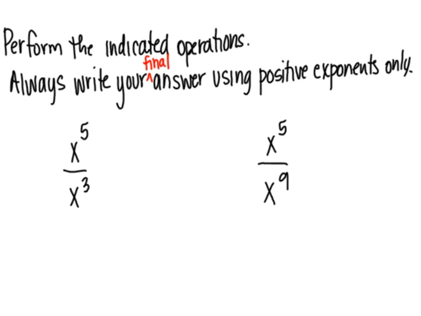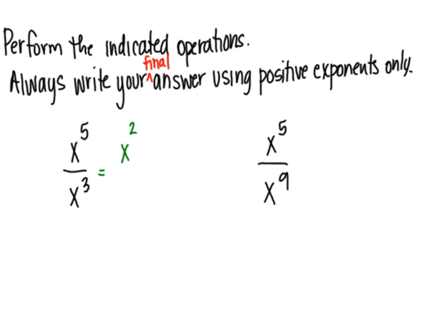Your directions for this entire section are to perform the indicated operations and always write your final answer using positive exponents only. Your book has special rules for subtracting these exponents, but I really think that my way is a little bit easier, so I'm going to continue to use my way instead of using the book's way. Your first problem is x to the fifth divided by x to the third. So you subtract your exponents, 5 minus 3, and that gives us x to the second. Since the 5 is larger, that means that the x to the second result will go in the top.